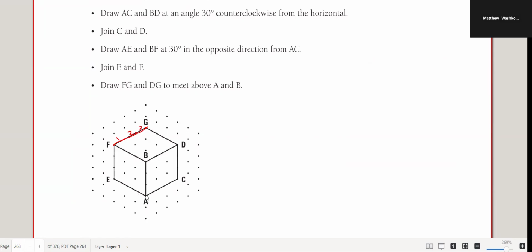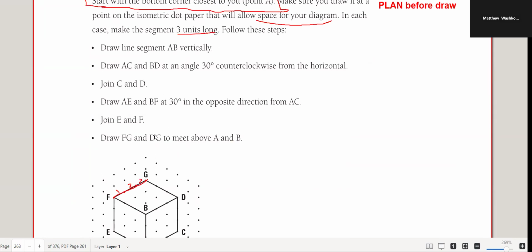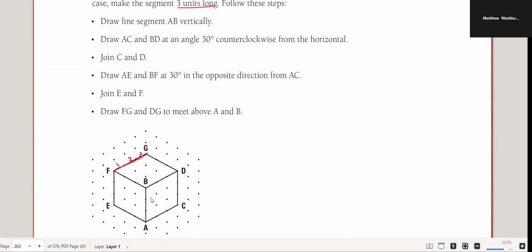So again, I start at the bottom corner closest to you. Now, in this case, I've gone up 3 units. Now, again, I want to show depth. It's a 30-degree angle both ways.